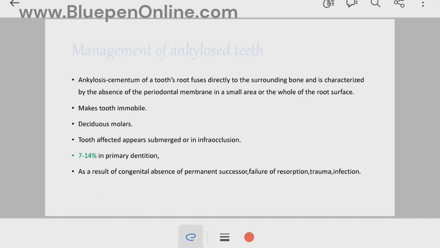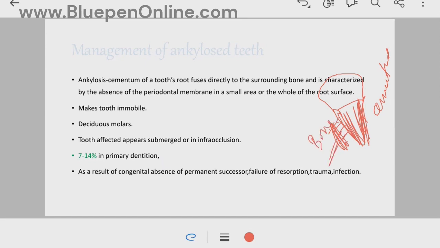Now, ankylosis. You all know what ankylosis is. See, this is a tooth, this is the root, and here you have cementum. Usually you have the PDL, right? In ankylosis, you will not have this PDL. So cementum and bone directly fuse. That is ankylosis, and so the tooth will be immobile. It's a direct fusion between the tooth root and the bone, so it's completely immobile. Mostly the tooth appears smaller, submerged, or in infra-occlusion.